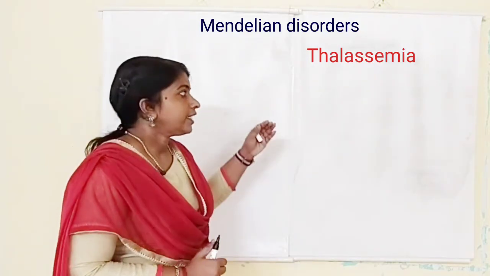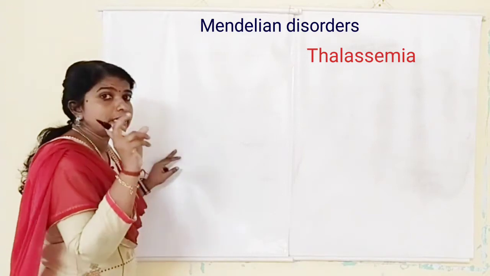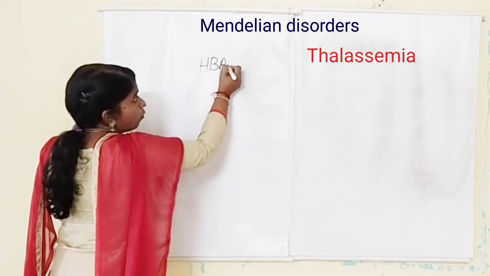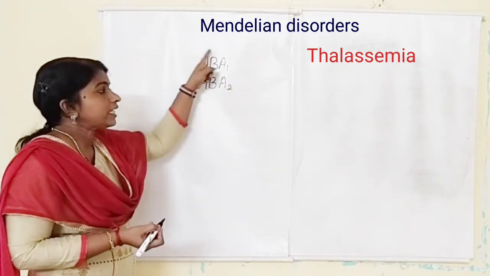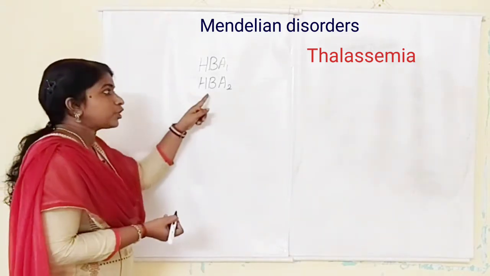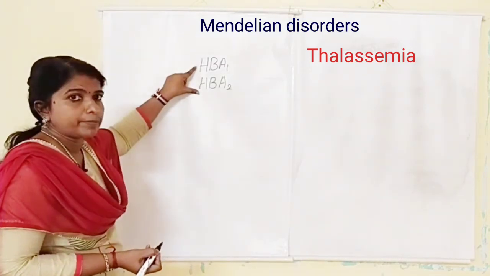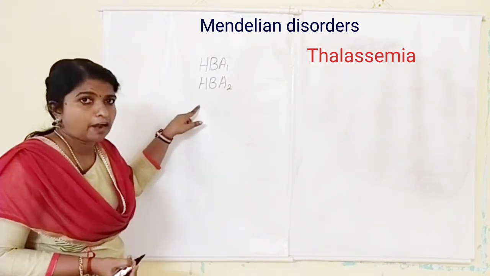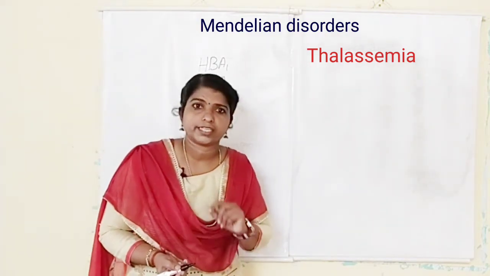Here the alpha thalassemia is controlled by two closely linked genes. These are HBA1 and HBA2. These two closely linked genes control alpha thalassemia. These are situated on chromosome 16. And here the problem is sometimes one gene or sometimes all 4 genes may be affected. The more the genes get affected, the less globin chain will be synthesized.